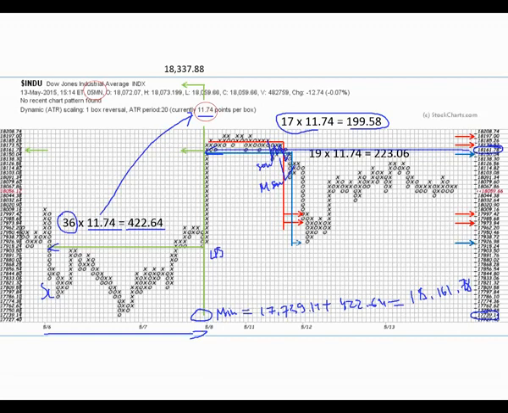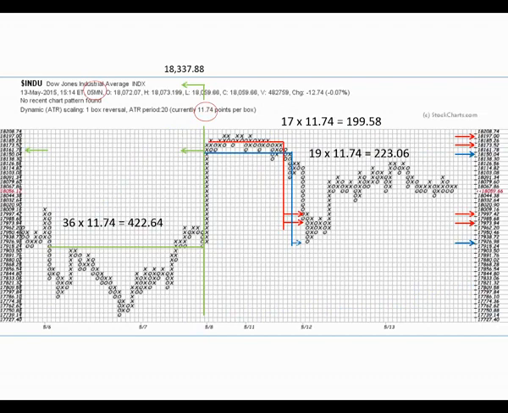The point and figure engine that StockCharts created does the calculation. And so it's all automatic. All we have to do is select that option, which is dynamic ATR scaling, 20 periods. It'll default to 20 periods. Then we can choose one-box or three-box reversal, and it'll all be done for us, and then it'll graph it using that scaling.